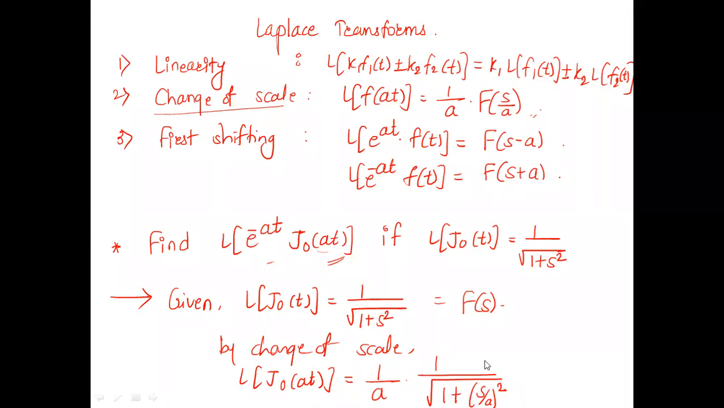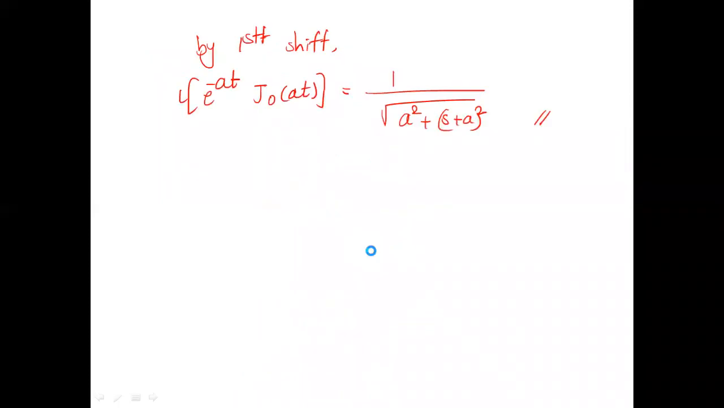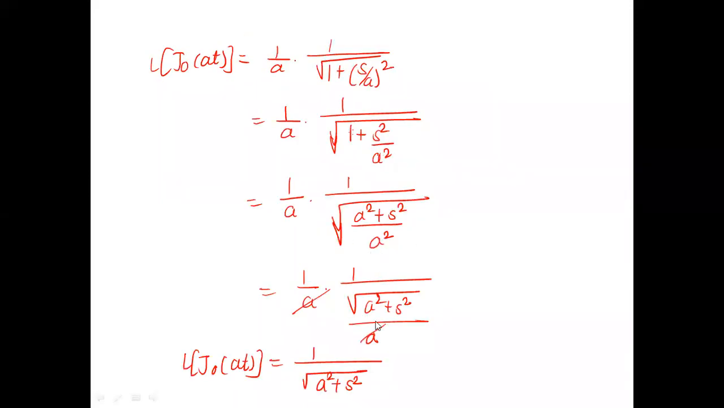Simplify this a little: take the square, s square by a square, make the denominator the same. Here it will come a square plus s square whole upon a square, all inside the root. So root of that upon root of a square. The root of a square is a, so these two get cancelled. So this is Laplace of j naught of at.